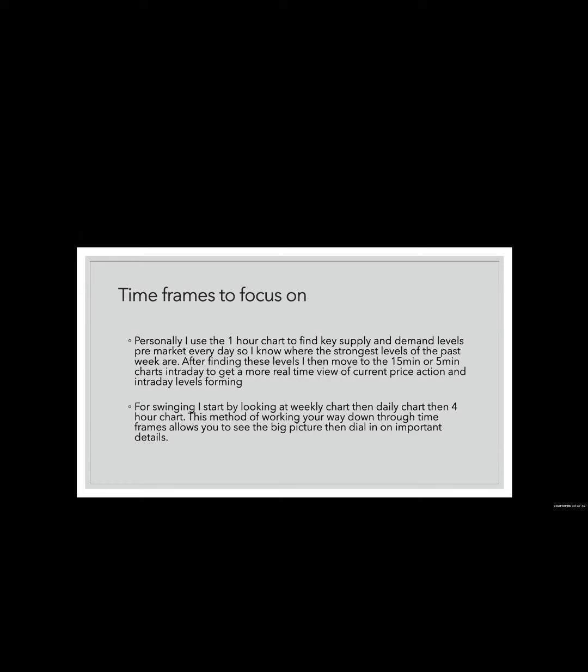For swinging, I start by looking at the weekly chart, then the daily chart, then the 4-hour chart. This method of working your way down through time frames allows you to see the big picture, then dial in on more important details. So I showed you guys a lot of examples today, but now I want to show you examples from right now. What are the levels that I'm currently watching that I could potentially trade even tomorrow? Let's take a look.